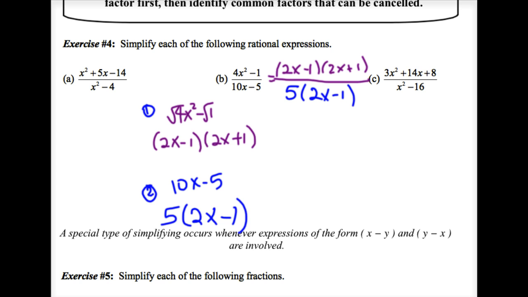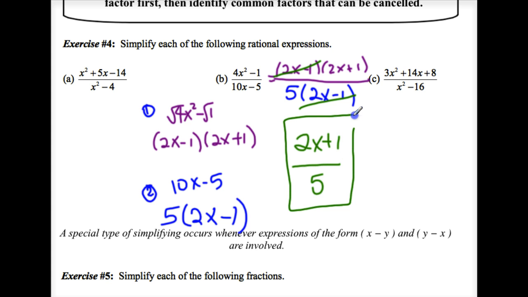Now is where I look. What do these have in common? They have a 2x minus 1 in common, which I cancel. And then what's left over? 2x plus 1 over 5. And this is my rational expression simplified.